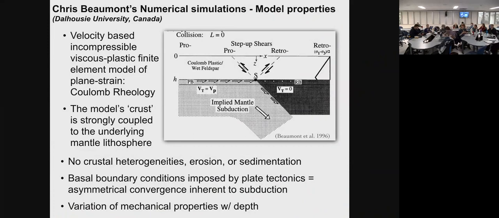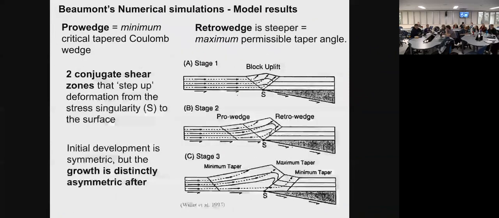So the first simple model was essentially trying to replicate the Jacques Malavieille sandbox model with a simple numerical approach. They had the one plate here with a subduction system here. So this is the pro wedge side, this is the retro wedge side, and this is the predicted pro shear and retro shear that will define the basal contact of the two wedges. As they ran the model, this is sort of a summary of what the model looks like. It evolved through a series of stages around this point S, which is called the singularity point. This is the point where the mylar sheet, or the numerical mylar sheet equivalent, comes down into the subduction system right here.